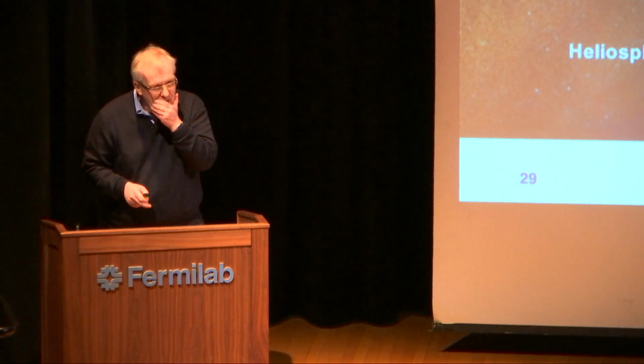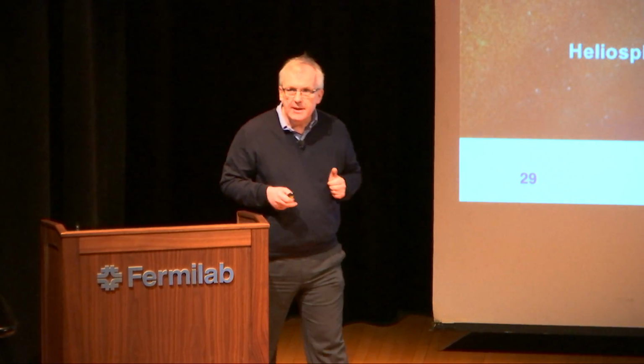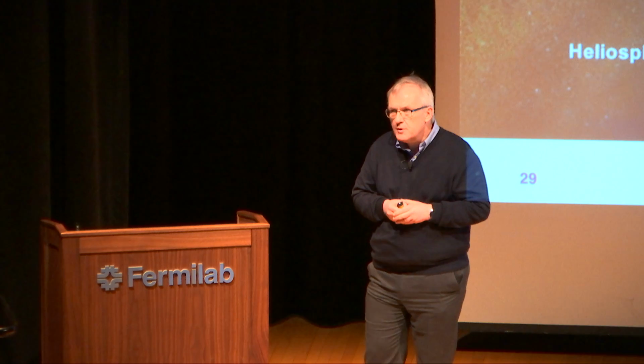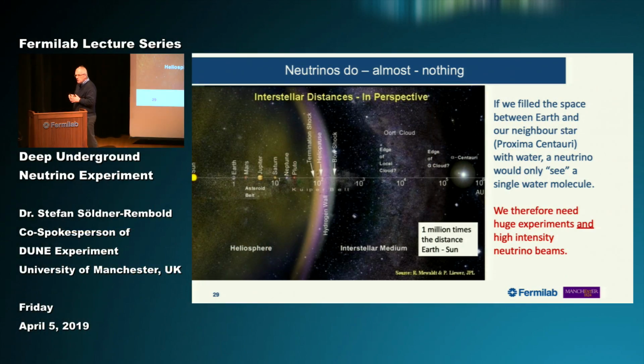Now, why do neutrino experiments have to be so big? As you will see in a moment, the reason is that neutrinos do almost nothing. If you took a neutrino and you took the distance between the sun or the Earth, doesn't matter, to the next neighbor star, which is Alpha or Proxima Centauri, and that is about 1 million times the distance of the Earth to the sun, and you filled it all with water, the neutrino would see a single water molecule. So it is really blind. This is the reason why we don't cry all the time, because all these neutrinos hit us and it doesn't hurt. Yeah?